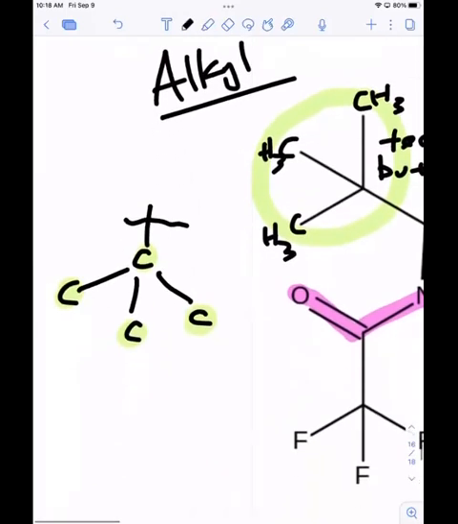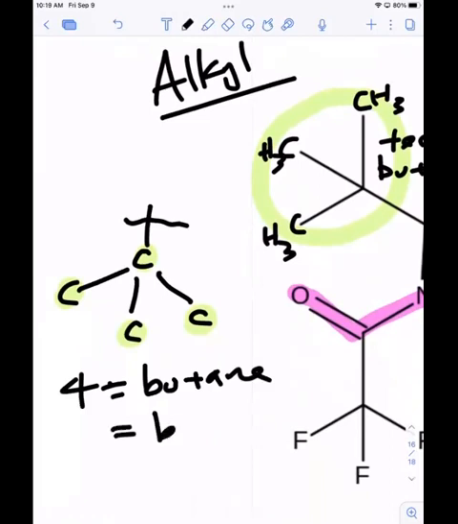Right, and then we call it, so 4 is the same number of carbons as butane. So then we call it butyl because we had to change the ending. If it's a substituent, anytime you have an alkyl substituent, you're going to change that ending to YL. So methyl, ethyl, propyl, butyl, so on and so forth.